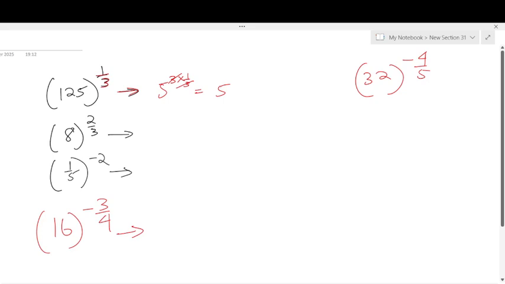Always check the exponent, students. The power should be positive. If it is negative, reciprocate. If it is fraction, eliminate the denominator. That's it.